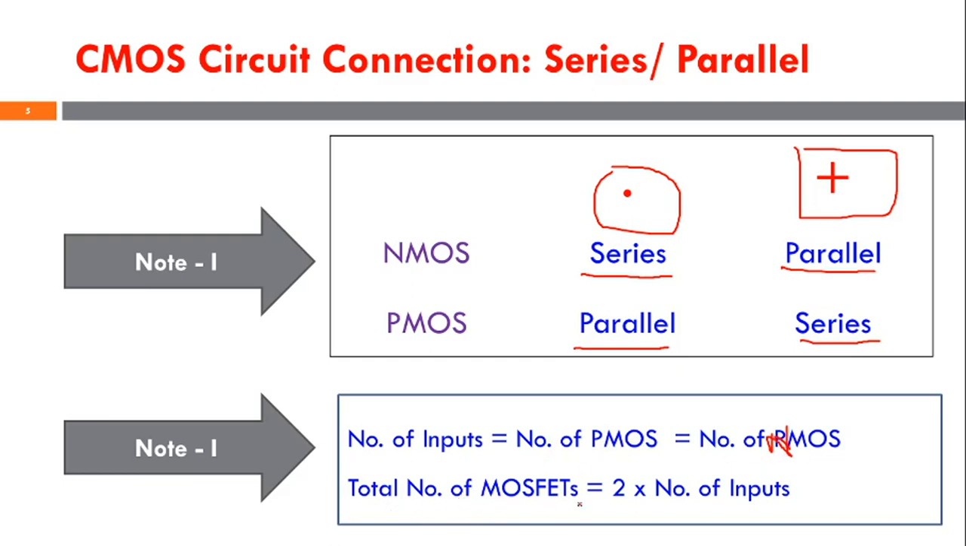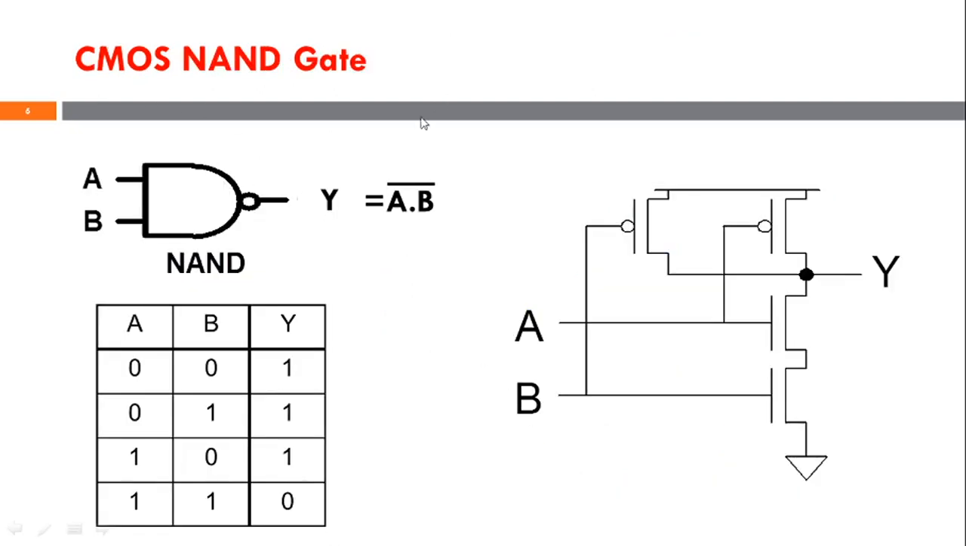Hence, the total number of MOSFETs is 2 times the number of inputs. So let's go directly with the CMOS NAND gate. This is simply the symbol of the NAND gate. It has two inputs, A and B, and the output is Y. How can we write its Boolean expression? Y equals (A dot B) bar.